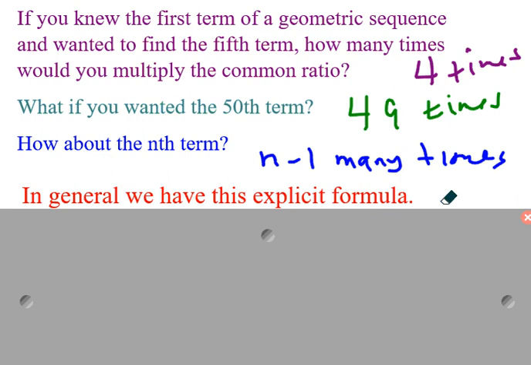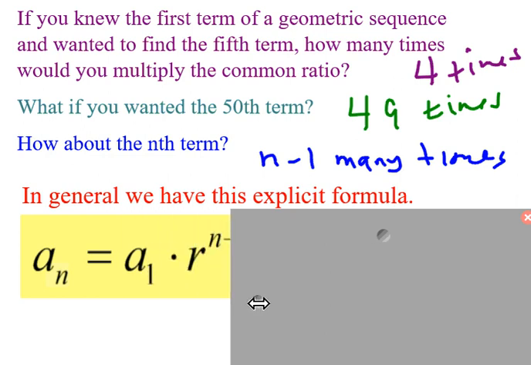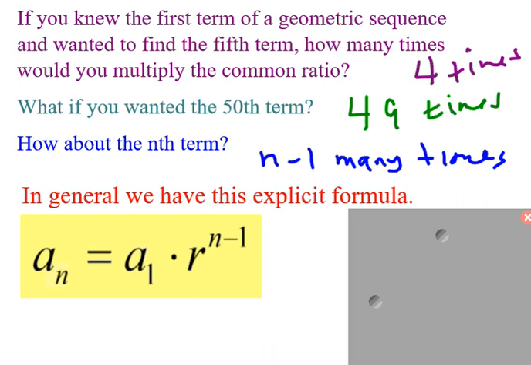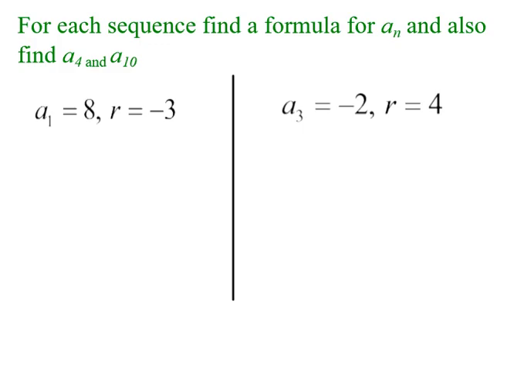And that gives us this super handy general explicit formula. If I want the nth term, I'm going to take the first term, whatever that is, and multiply by my common ratio n minus 1 many times. And that's our general formula for a geometric sequence. This is a good one to write down. For all geometric sequences, this is the general explicit formula. It'll always work as long as you have the first number. If you have the zero term, you're going to multiply by the common ratio n many times, but that's a whole other ball of wax.